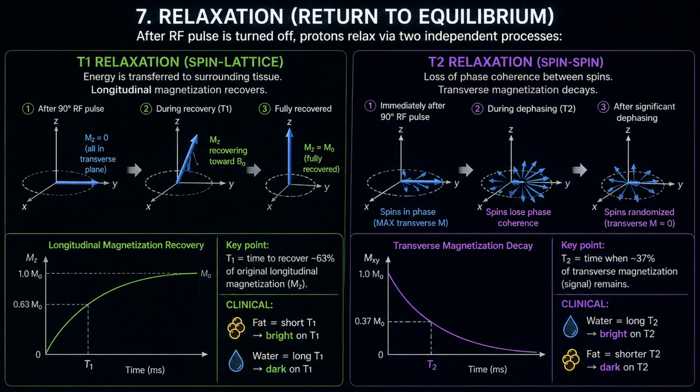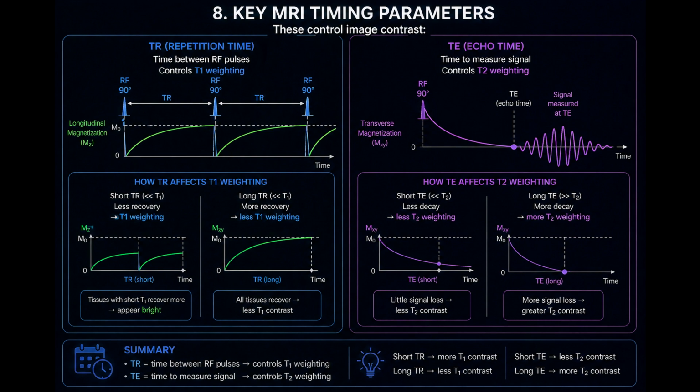Now for T2 relaxation or weighting. Loss of phase coherence between spins occurs and transverse magnetization decays. You can think of T2 effect as sharing of energy with its neighbors until they return to their normal state. So tissue that is tightly packed like a muscle, the energy is shared quickly, but water is spread further apart, so they share much slower, which is why water is bright on T2. We are in the home stretch with number 8, key MRI timing parameters.